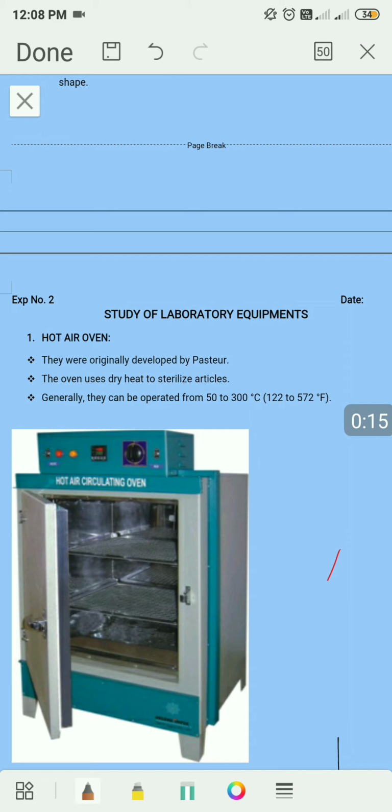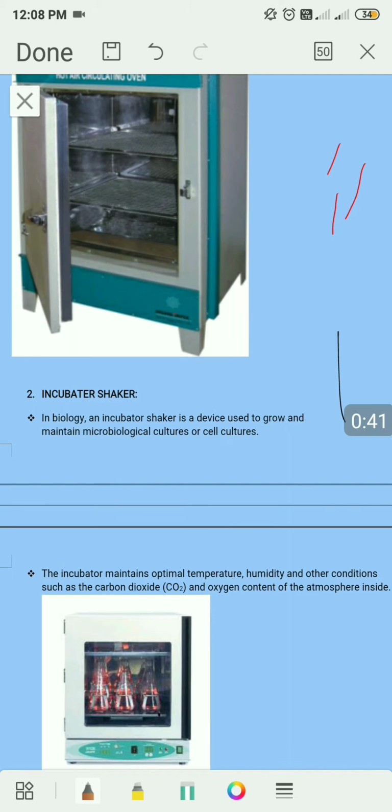First, hot air oven. It was originated by Louis Pasteur, and the oven uses dry heat to sterilize articles. We need to sterilize the tips and tubes that we are going to use in the molecular biology lab. All those will be sterilized with this. Generally, they can operate from 50 to 300 degrees Celsius.